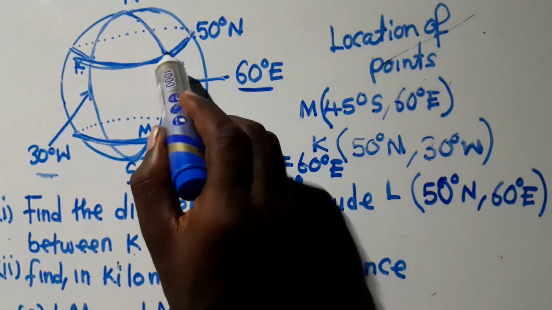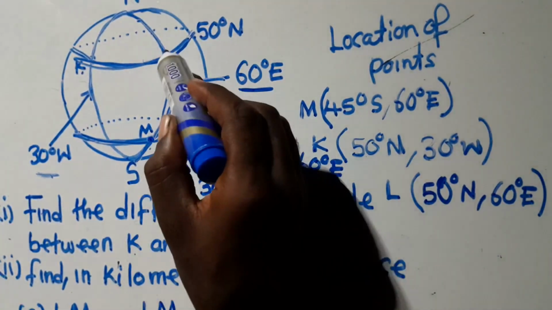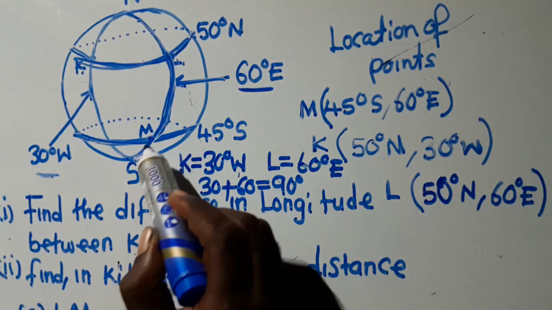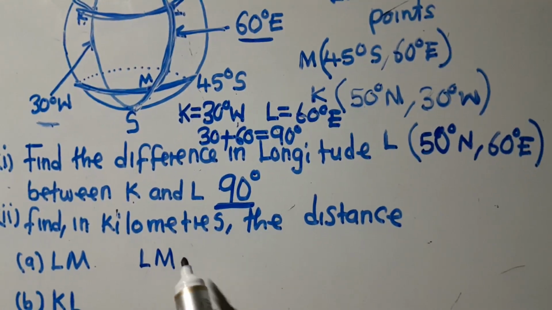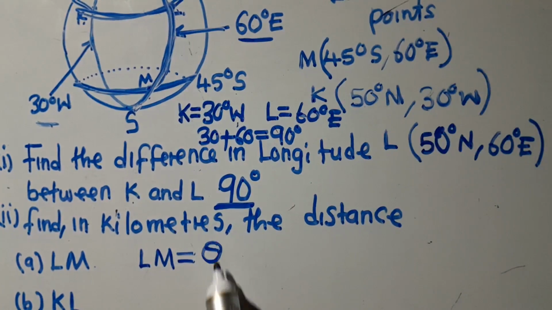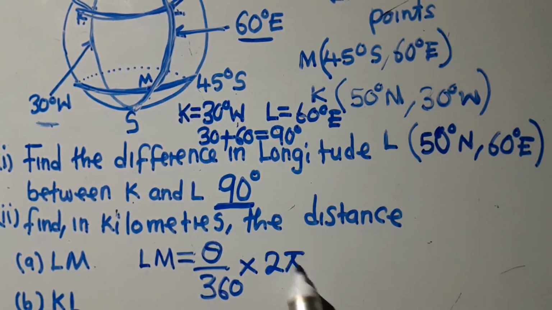So this is the LM. L is at that point. M is at this point. So if you connect them like this, have you seen? This is along the longitude. So along the longitude, the formula that we get to use, you're just going to say this is equal to theta over 360 times 2 pi r. This is the formula that we get to use whenever we are calculating distance in the longitude. This is what you are supposed to know and understand.